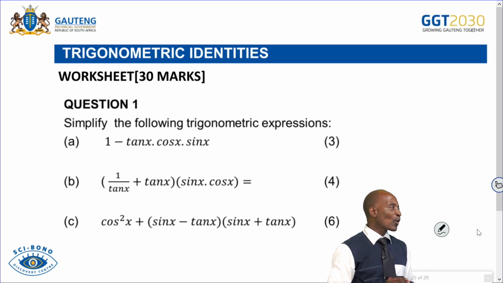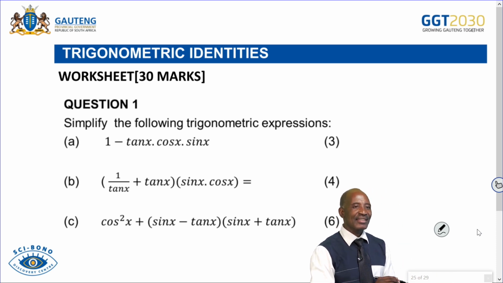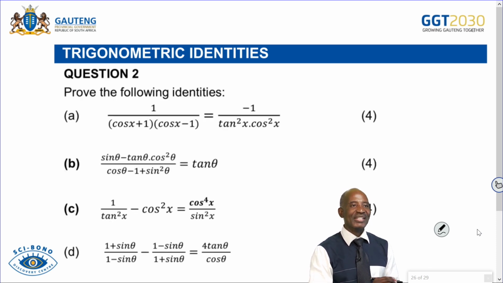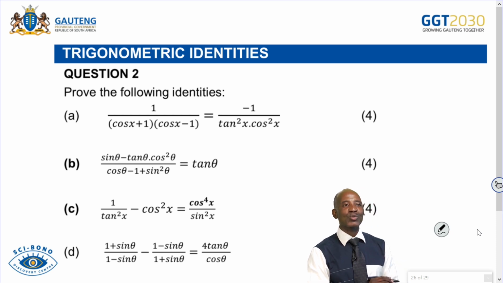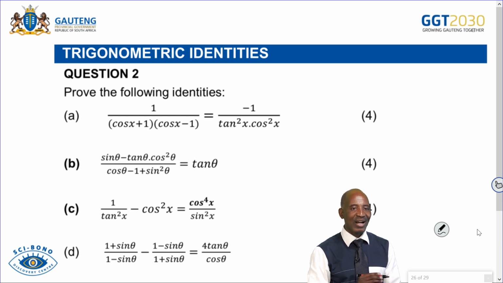All right, so we are going to look at our worksheet. There is your question number 1. These are the questions that must go in practice. They are worth 30 marks. That's your question number 1. Then your question number 2, you are supposed to prove the following identities. The first one is marked out of 4. The second one is marked out of 4. Third one marked out of 4. And the fifth one is marked out of 5.